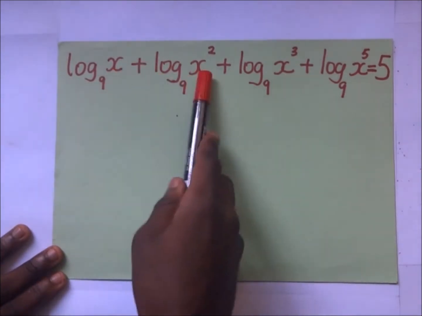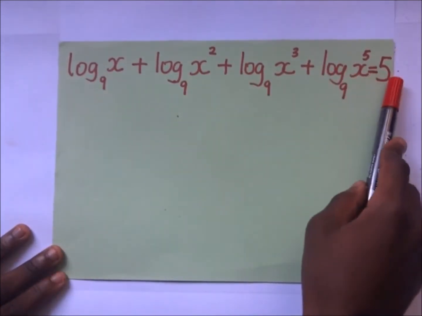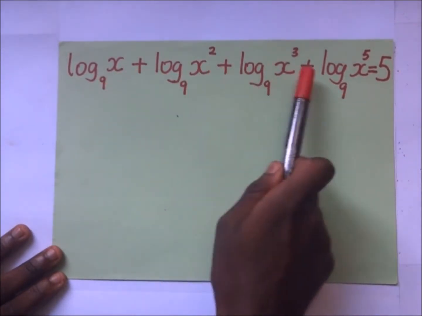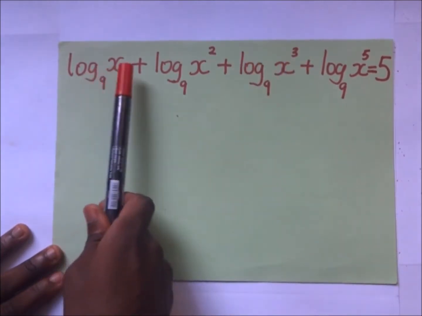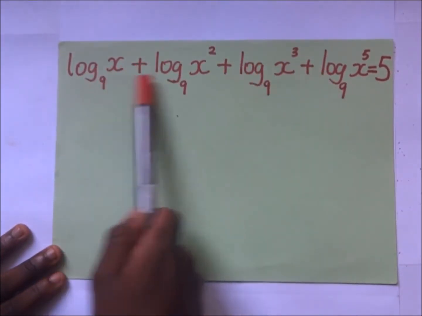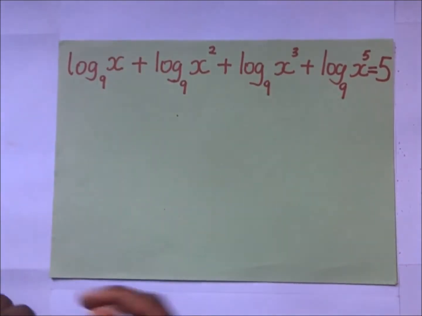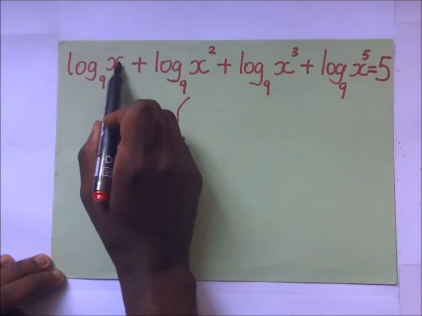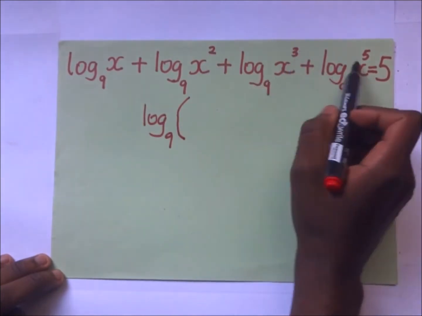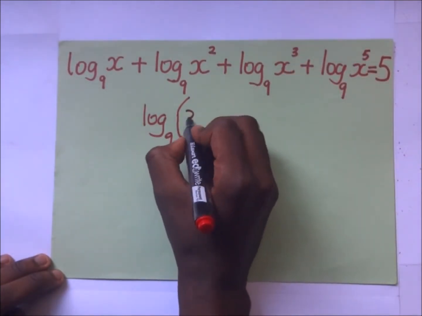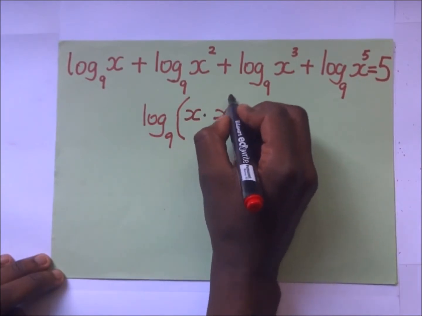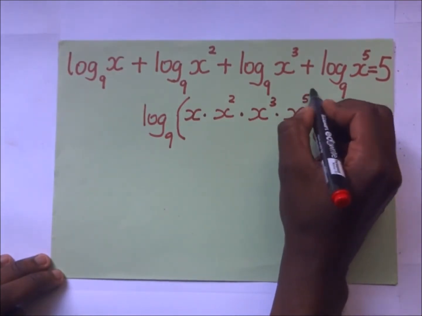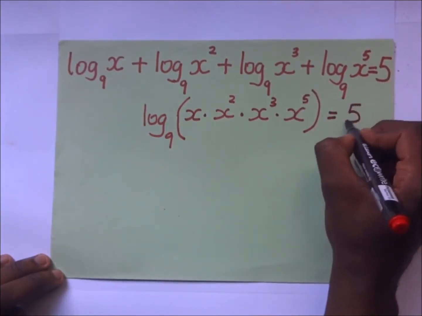So here we are required to find the value of x still. All this equation is equal to 5. These are all having the same base 9, and they are being added. So using the property of addition of logarithms, we are going to multiply these terms. We shall maintain the base, which is going to be log to base 9 of x times x squared times x cubed times x to the power 5, is going to be equal to 5.